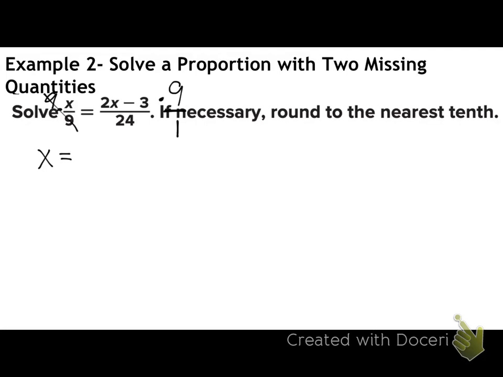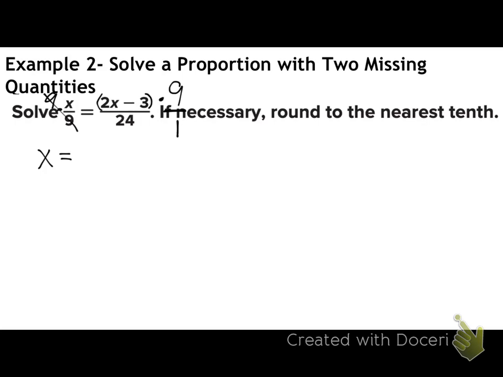Read off. What's in my numerator here? 2x minus 3. The whole thing. 2x minus 3 is in the numerator. Correct? So, this whole numerator, I have to multiply by 9.